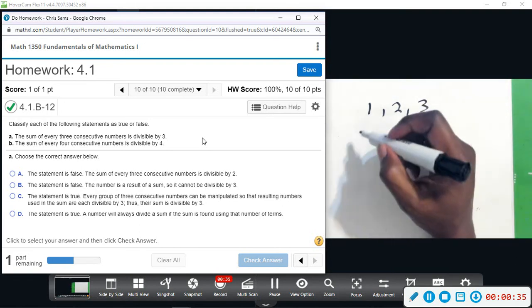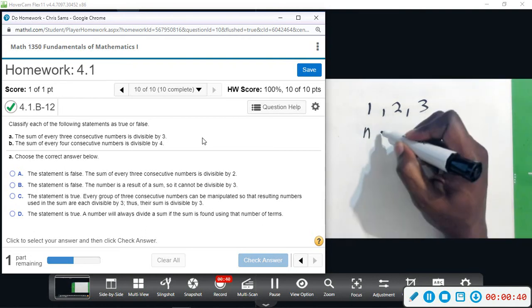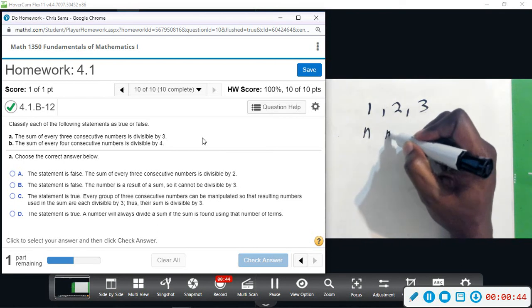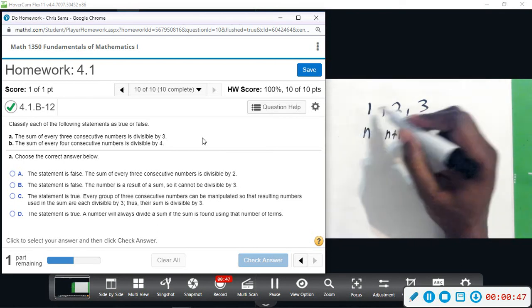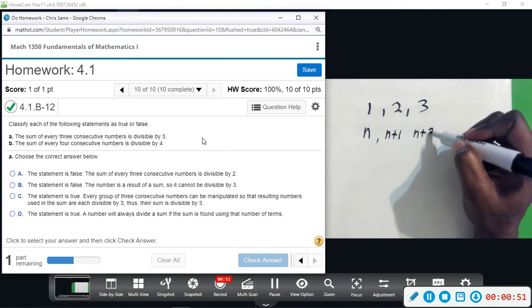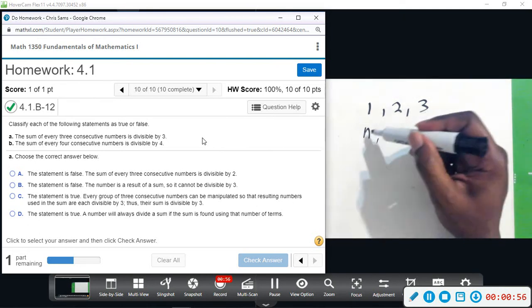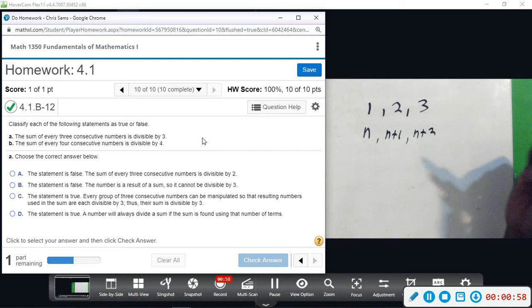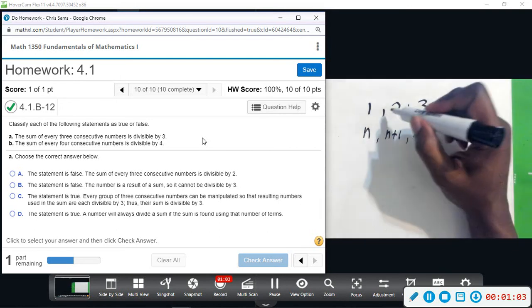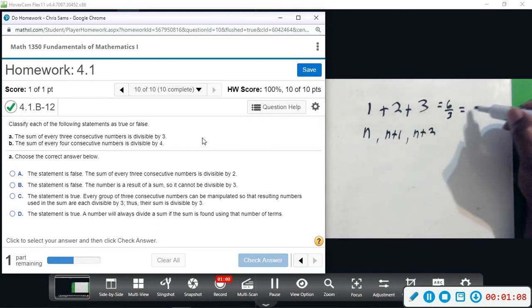So to be generic, we'll use variables. Let's say n represents 1 or any whole number, and then we'll say n plus 1 because we add 1, that gives us the next number, and then n plus 2 would represent the third number. So this is 1 more, this is 2 more than what we originally started with, 3 in a row. If we added these 3, we would get 6, and if we divide that by 3, we get 2.